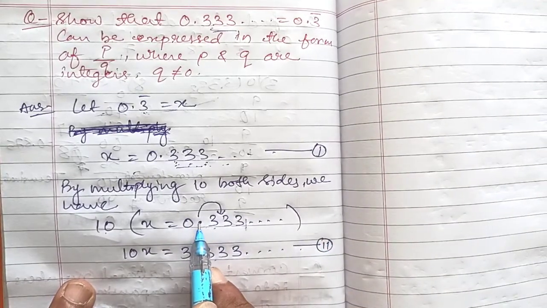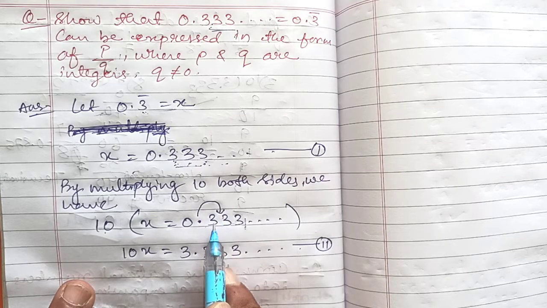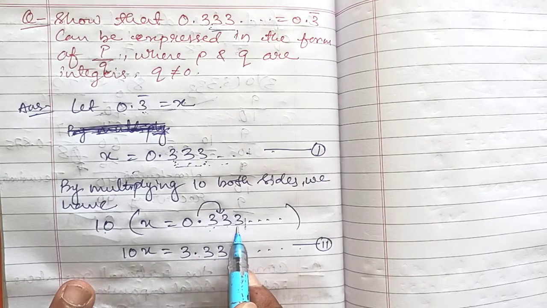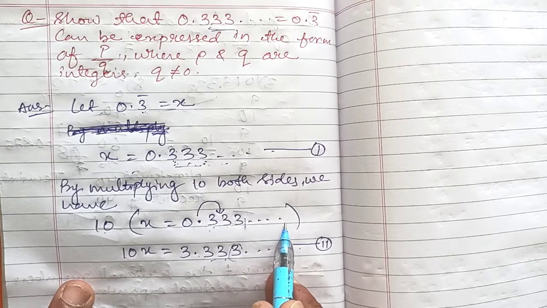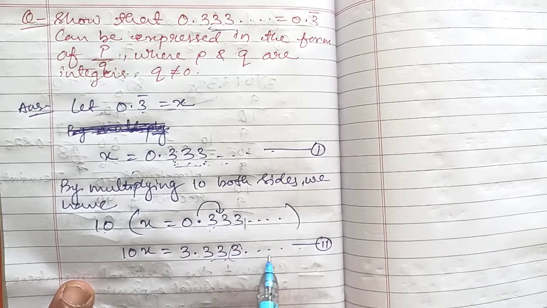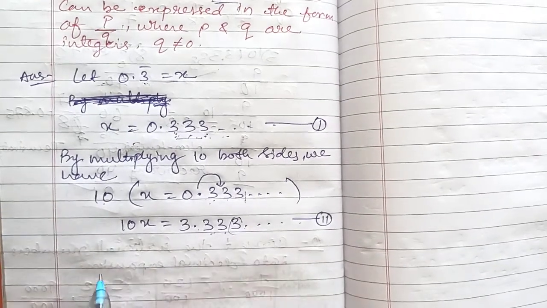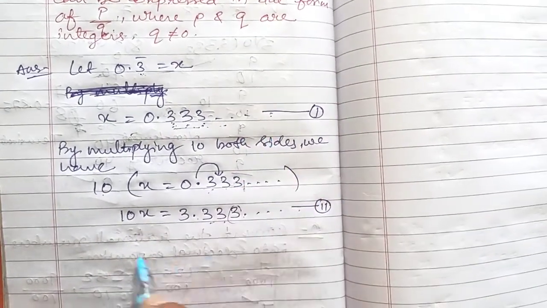Here what I have done is I have taken the decimal 1 step back and got 3.33. This extra 3 I wrote because here so many dots are there. Dots mean this number is continuous, so I can write it so many times, no problem. Now this is our equation 1, this is our equation 2.